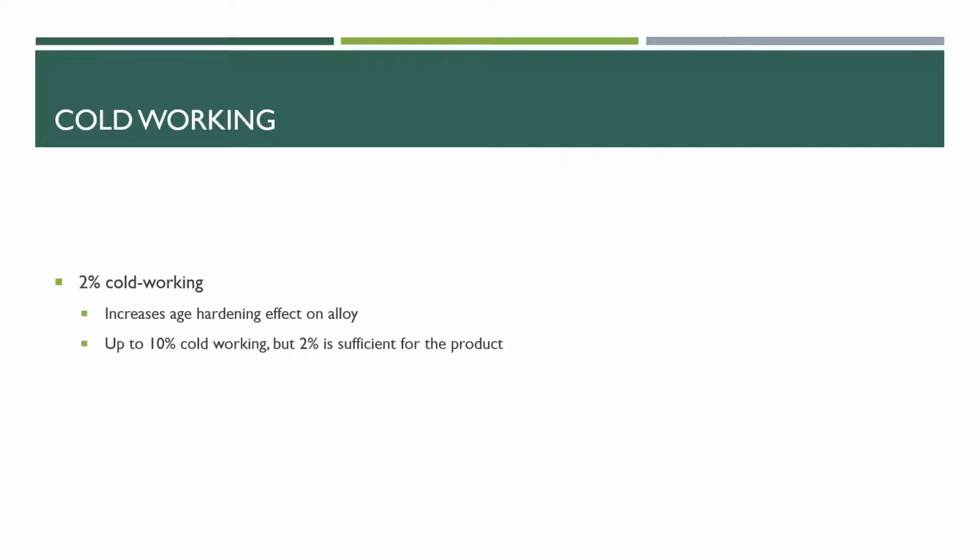So the third stage of the heat treatment is cold working. This is used to increase the age hardening effect on the alloy rather than increasing the hardness directly. So generally this alloy should be cold worked up to 10%, but 50% is sufficient for the product and the functional requirements of our product.